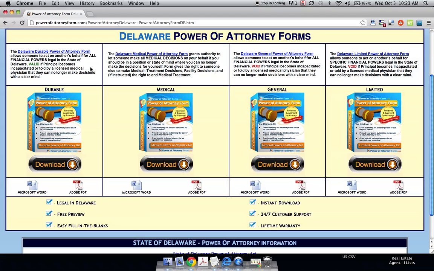So, just to recap, the durable is for financial, the medical is for healthcare, and going to our right, we are going to be taking a look at the general power of attorney form. Now, you probably thought, well, geez, how can these be different? But the general power of attorney form is actually just like the durable. It's the same exact form, except this form becomes void if the principal becomes incapacitated.